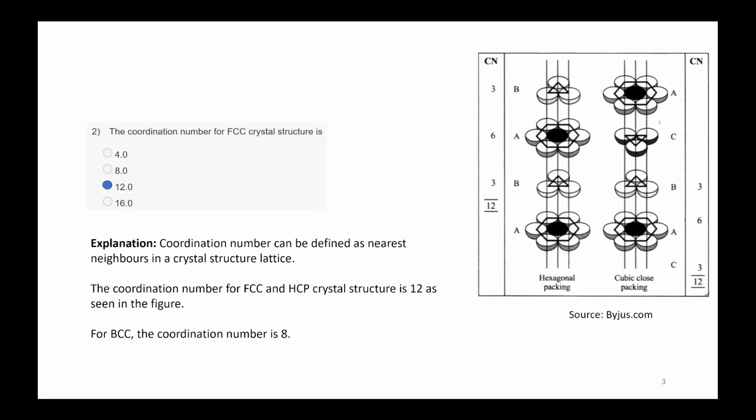Now the coordination number for FCC crystal structure is, your options are 4, 8, 12, 16. Now this is what your HCP will look like. So in this case, you have to just check how many closest neighbors it has. That will be its coordination number. So for this atom, it has 6 adjacent atoms and 3 atoms up and 3 at bottom. So these will be 12 atoms for both HCP and FCC.